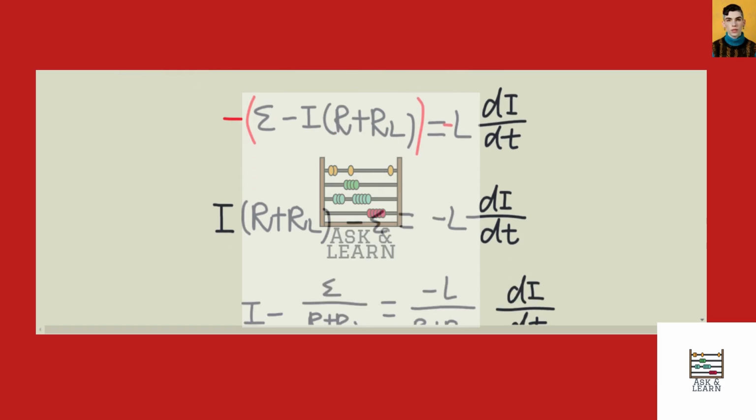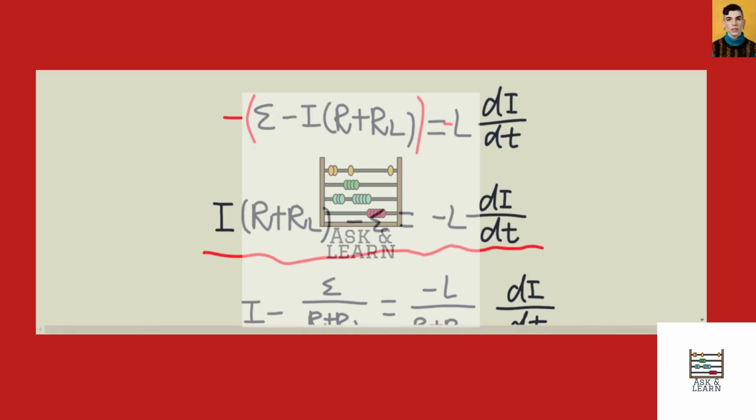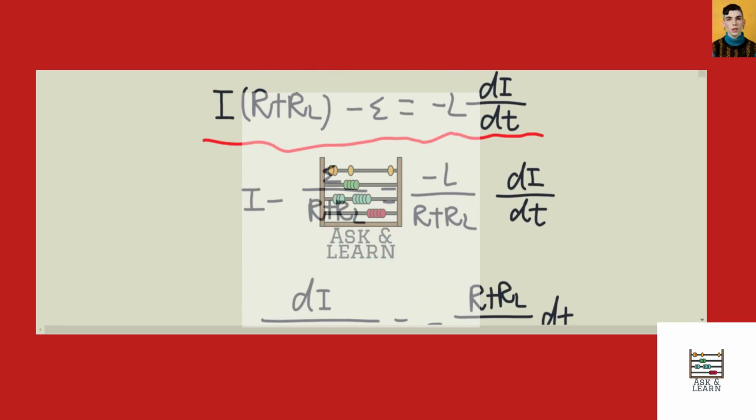This will give us I times (R plus RL) minus EMF is equal to negative L times di over dt. So we have I minus EMF over (R plus RL) is equal to negative L over (R plus RL) times di/dt, because I divided by R plus RL on each side.